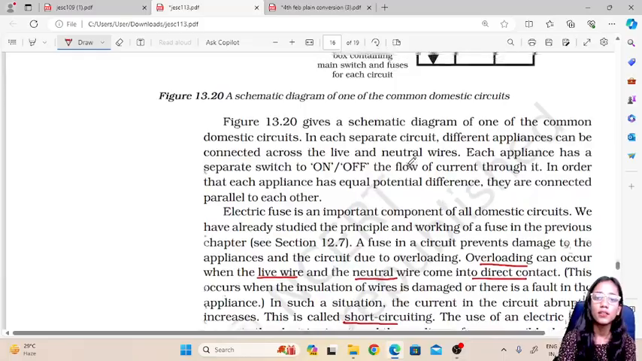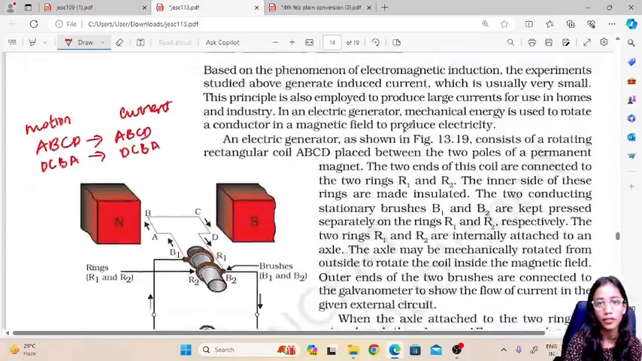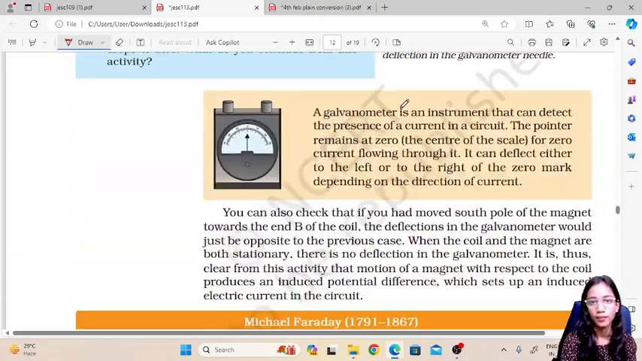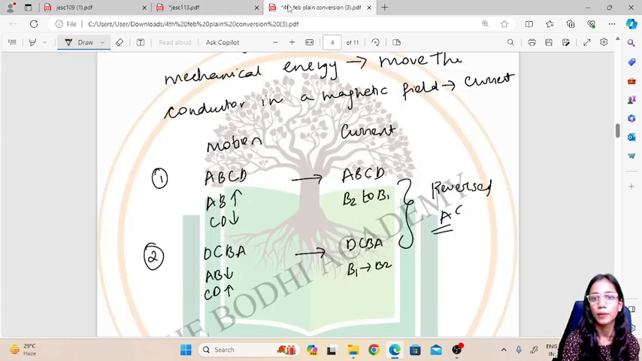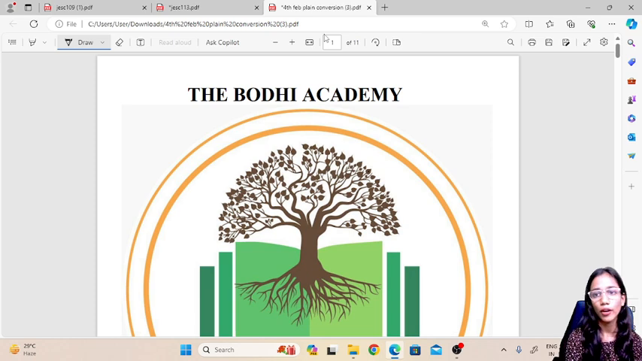So here we end this chapter, magnetic effects of electric current. We saw many important concepts in this chapter. The very important parts from an exam point of view are the working of the electric motor, the working of the electric generator, then magnetic field lines, solenoid, and domestic electrical appliances.